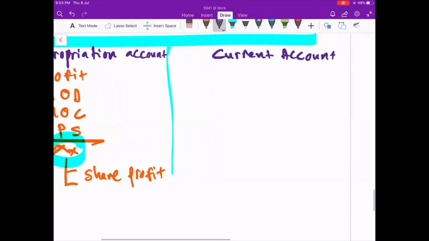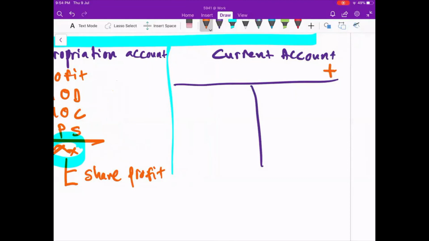Current account. For the current account, always remember, a current account is similar to your capital account. Whenever it increases, it will be on the credit side. Decrease will be on the debit side. Okay. And the balance BD can be on the credit side and can be on the debit side. Both sides can have it. It depends on the question. The question will tell you whether the balance BD is credit side or debit side. We just follow.